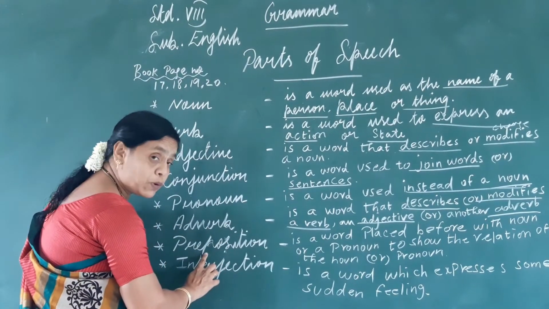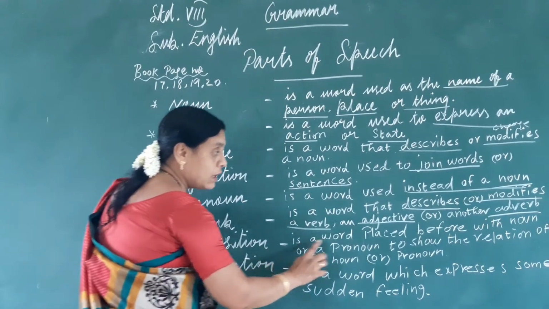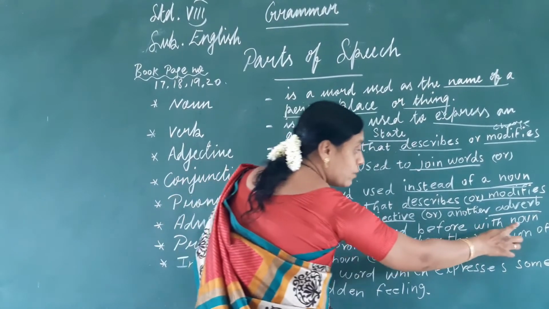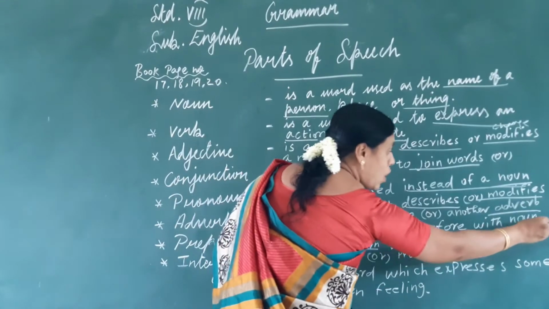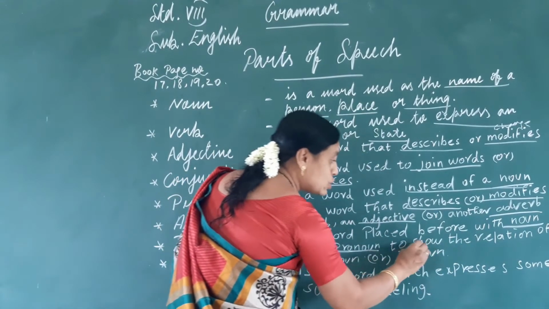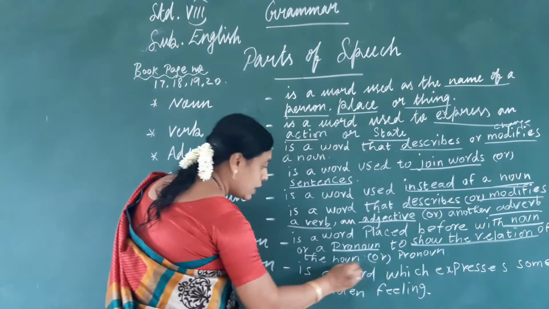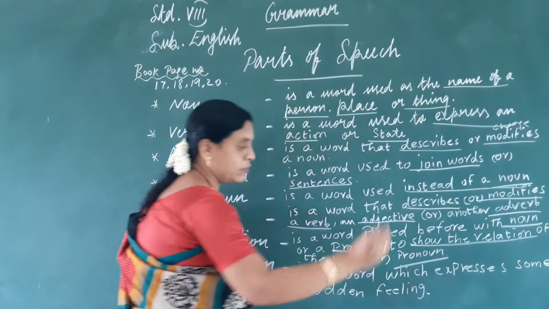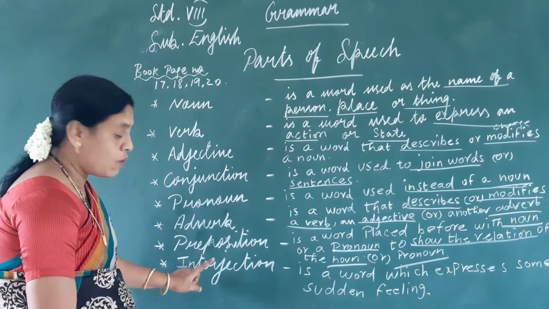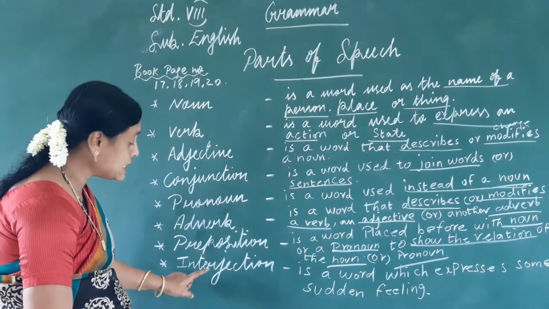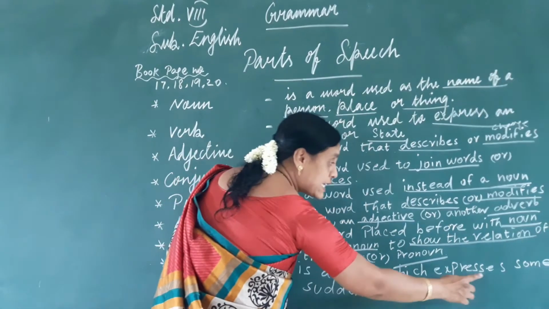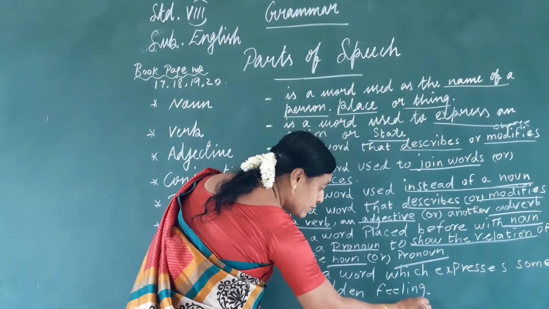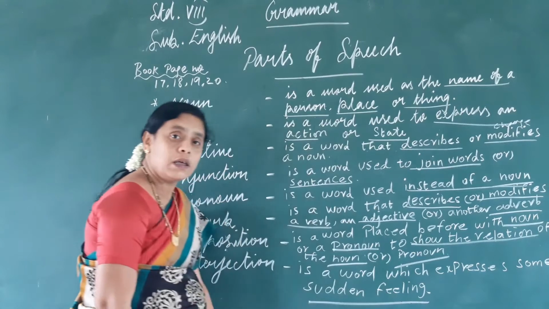And now what is preposition? It is a word placed before a noun or a pronoun to show the relation of the noun or pronoun. This is called preposition. The 8th part of speech is interjection. What is interjection? It is a word which expresses some sudden feeling. That is called interjection.